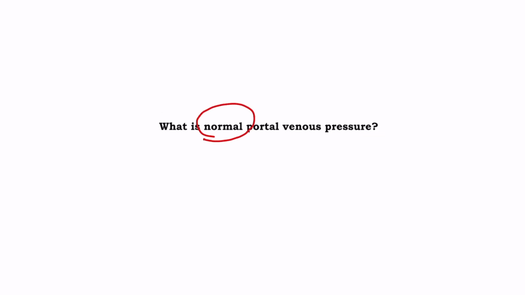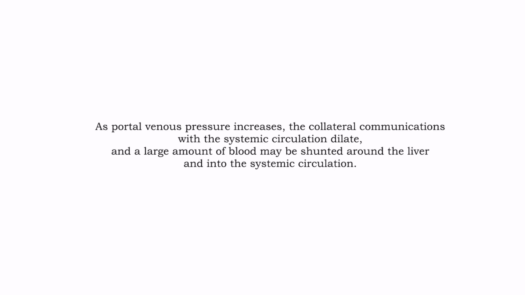What is normal portal venous pressure? The normal portal venous pressure is 5 to 10 mmHg. What happens in portal hypertension? As portal venous pressure increases, however, the collateral communications with the systemic circulation dilate, and a large amount of blood may be shunted around the liver and into the systemic circulation.